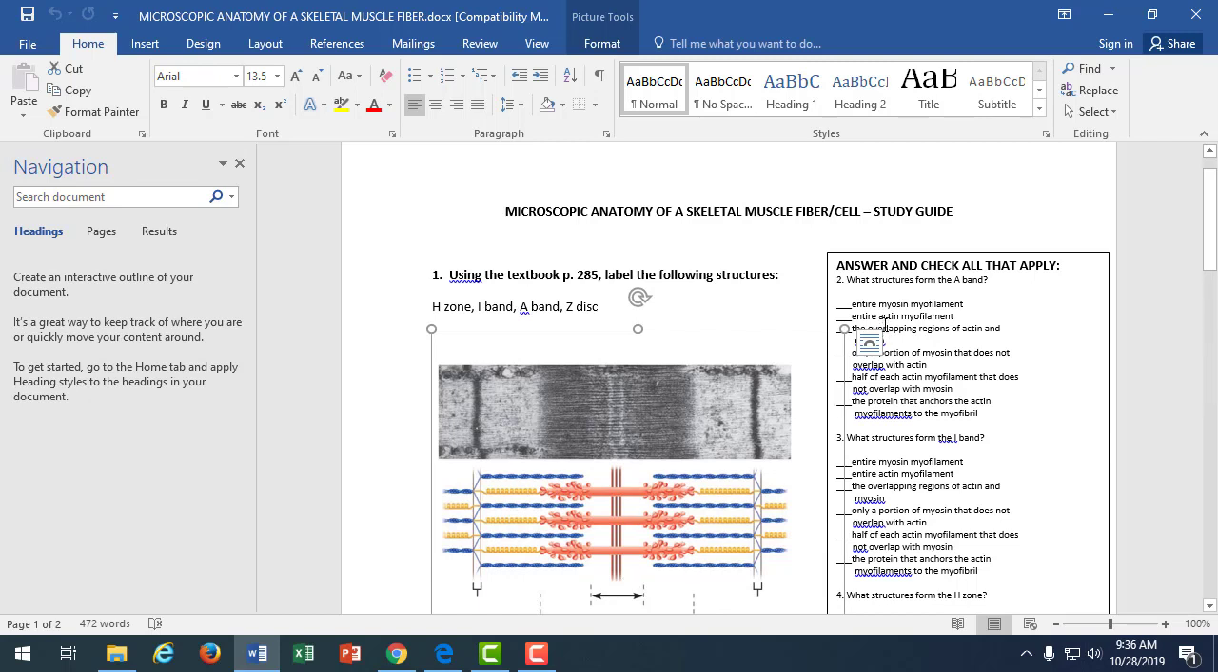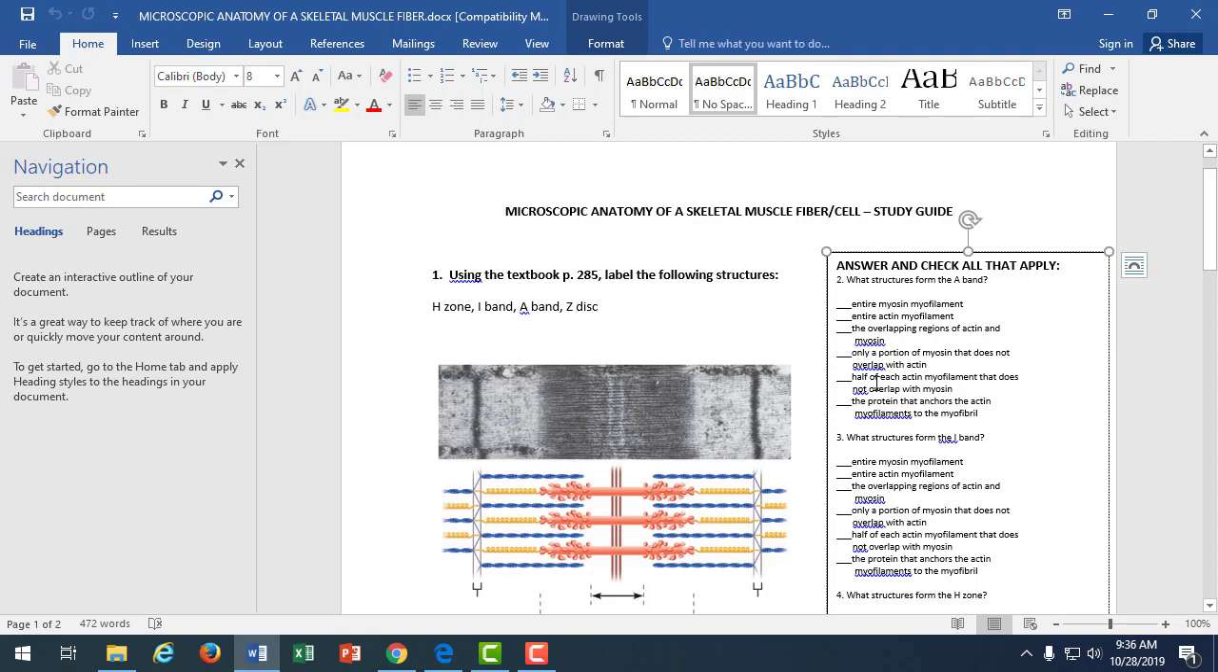So yes, the entire actin myofilament, do we find the entire actin myofilament in the A band? Nope, we only find half of it, just a little bit is in the A band. So we're not going to check that one. The overlapping regions of actin and myosin, is that in the A band? Yes. So put a check mark on that. Only a portion of myosin that does not overlap with actin. Is that correct? Only a portion of myosin? No, the A band contains the entire myosin myofilament, so we're not going to do that.